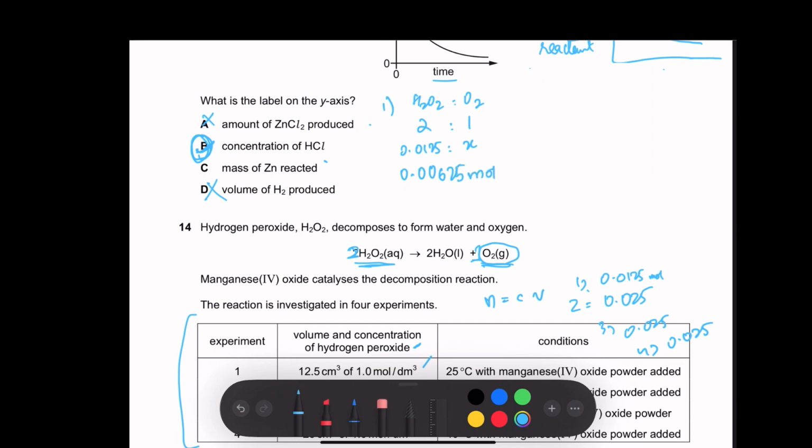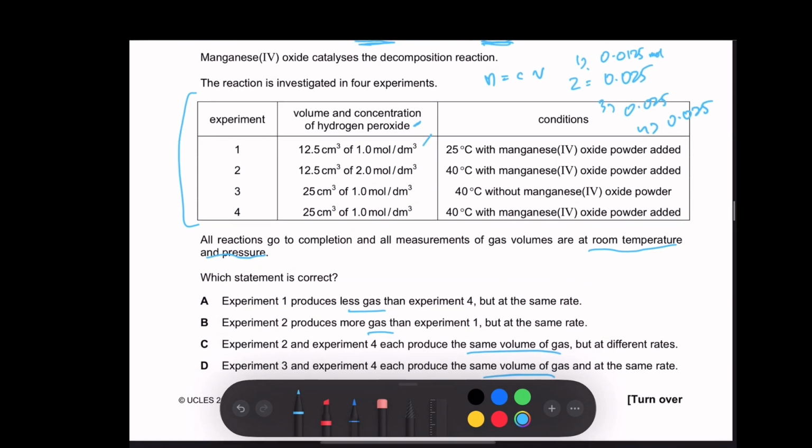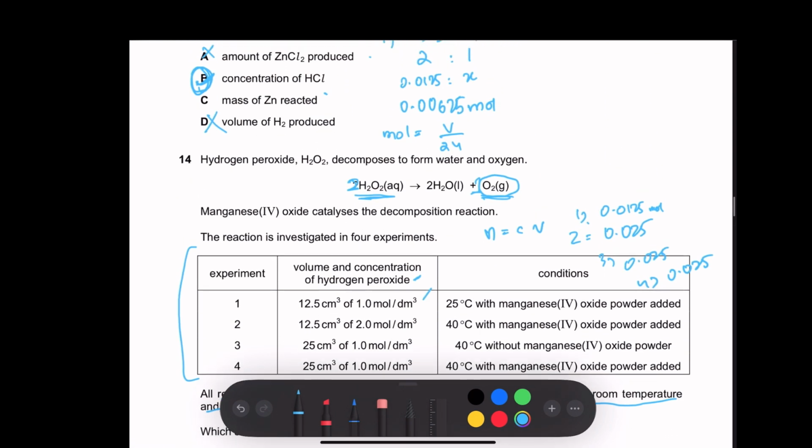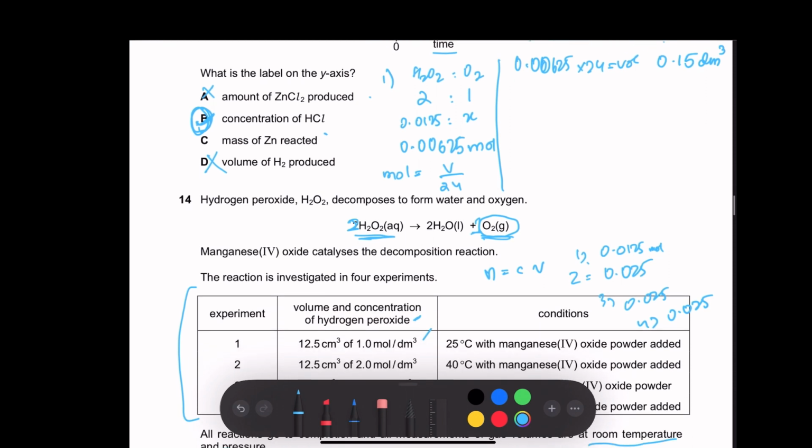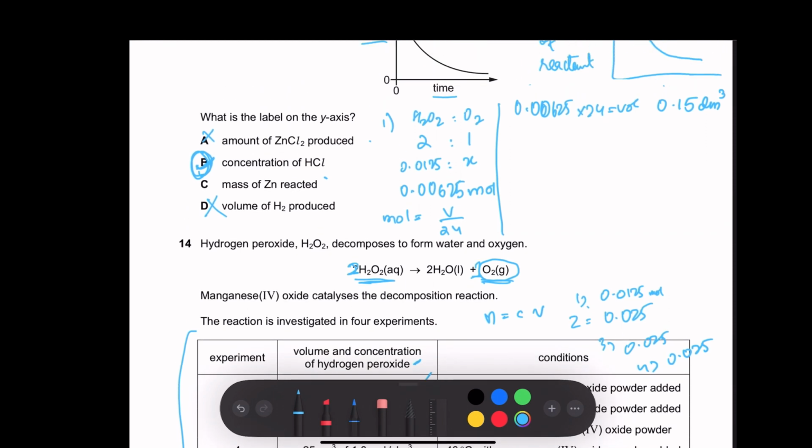Now to find the volume, we will use this formula: moles equals volume upon 24 dm cube. So the moles are 0.00625, and multiplying by 24 will give us the volume. So the volume of oxygen is 0.15 dm cube. And then we'll repeat the same steps for the other experiments and find the volume of oxygen in each.